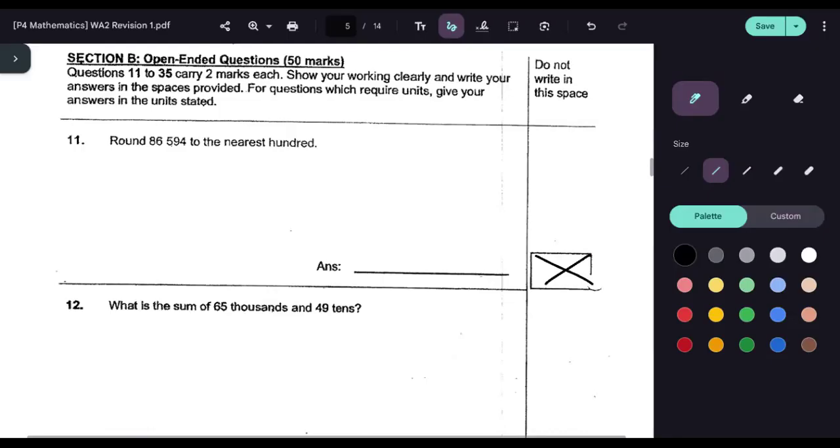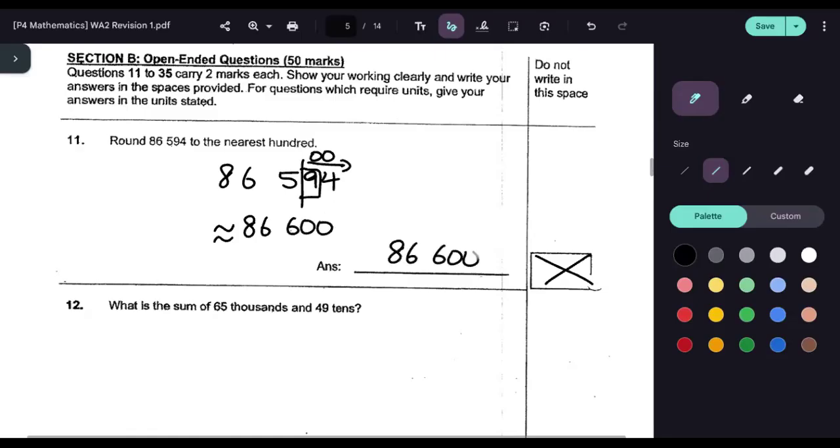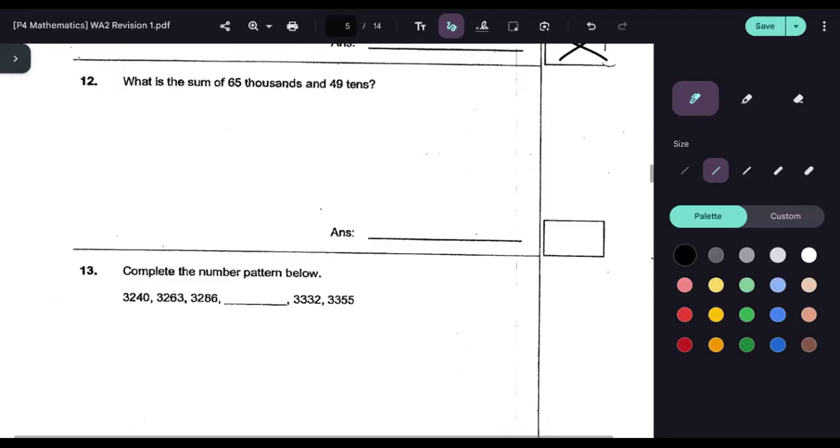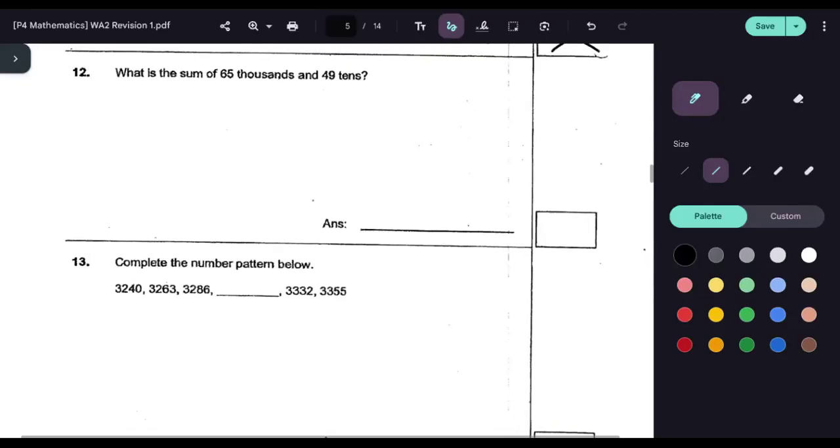Okay, firstly, round 86,594 to the nearest 100. So you write like that, 86594. Where is 100? 100 is here. Anything after 100 ends with a 0. Now you consider this digit over here. When you round, it will be 8, 6, and because it's bigger than 5, you round up, so it will be 600. Pretty simple, right?